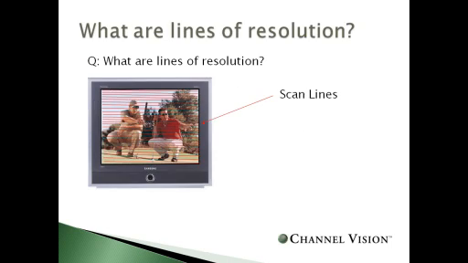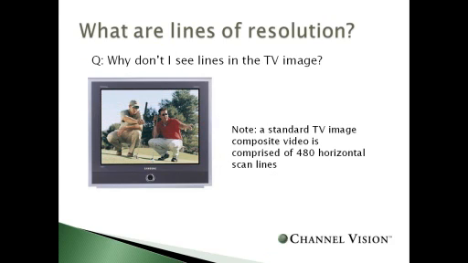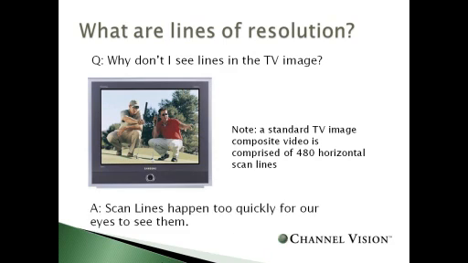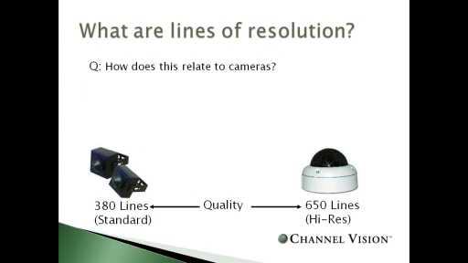First, we'll begin with camera specifications and terminology. So, lines of resolution. What are lines of resolution? We're referring to scan lines. They are a reference to scan lines, which are essentially what create the image on your television set. What are lines of resolution, and why don't I see them? Well, the basic answer is that they happen too fast for your eye to see.